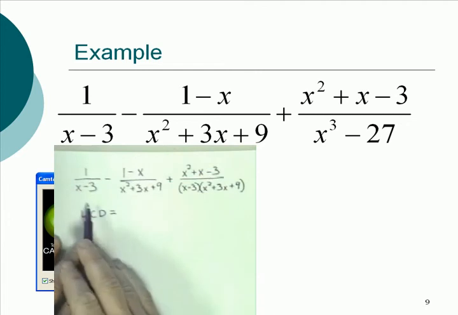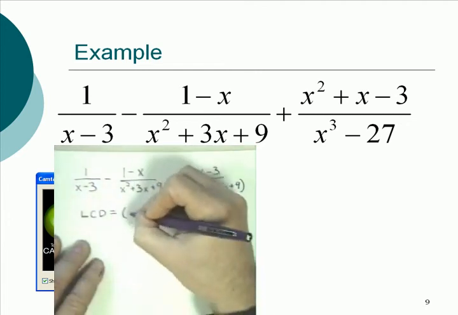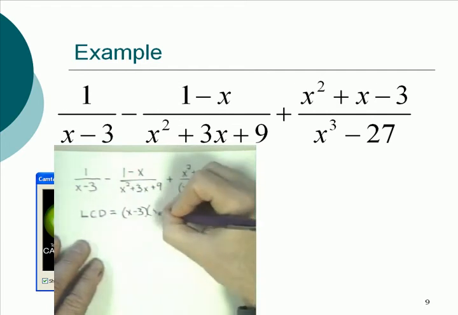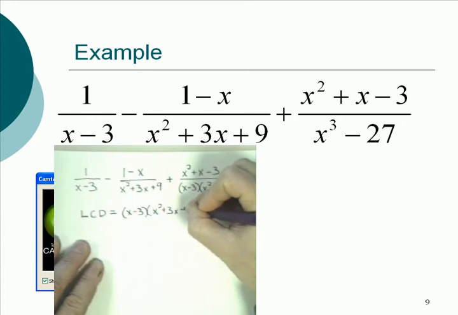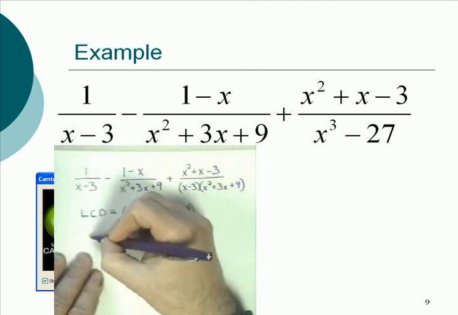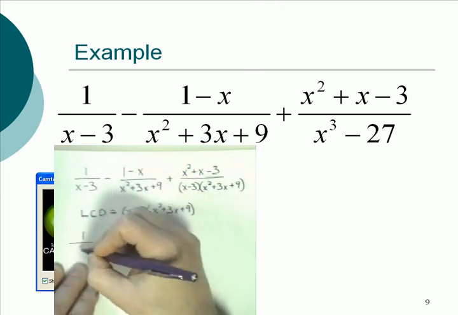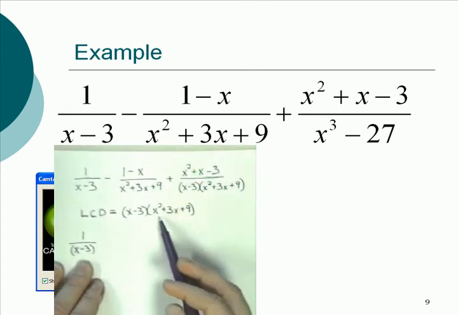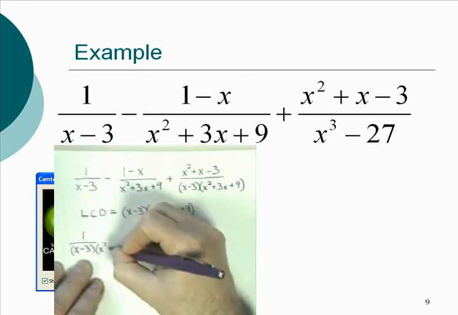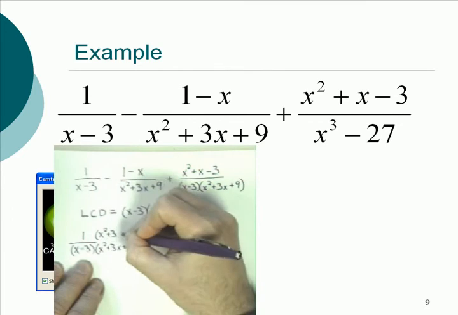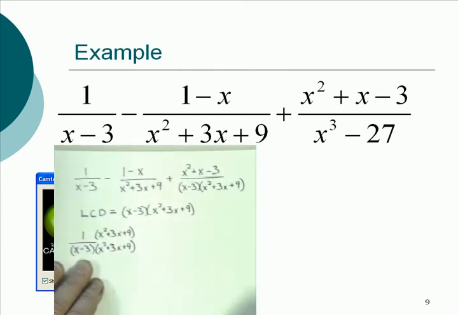Our LCD here is going to have a factor of x minus 3. It appears in 2 of the denominators. And it has to have a factor of x squared plus 3x plus 9. It also occurs in 2 of the denominators. Okay, now we can go ahead and rewrite each one of those terms using the common denominator. So our first term, we'll need to multiply both top and bottom of this first term by x squared plus 3x plus 9. That one's done.